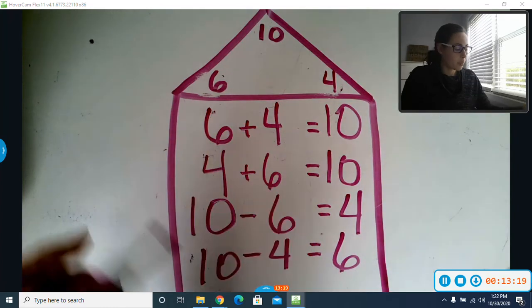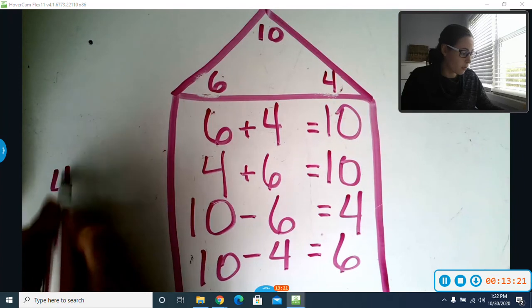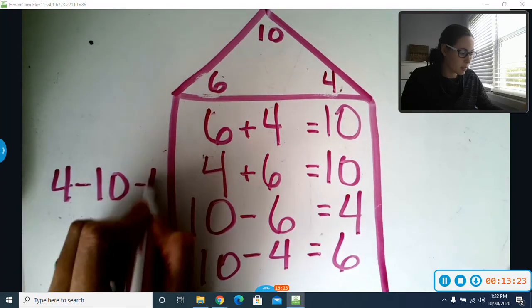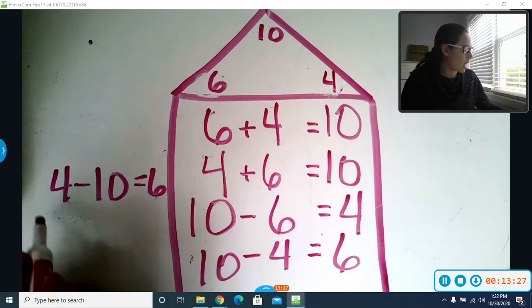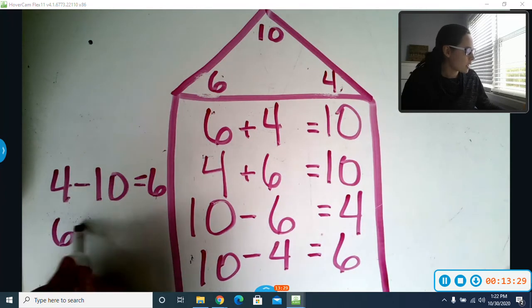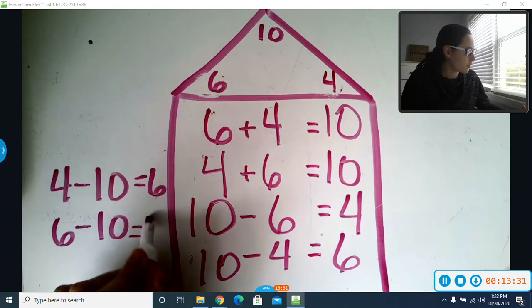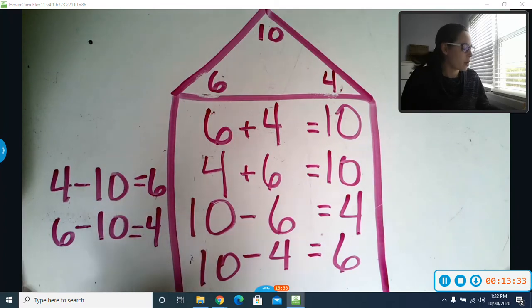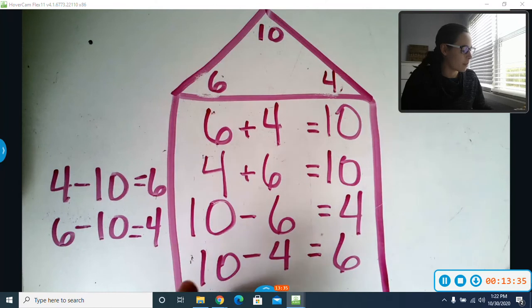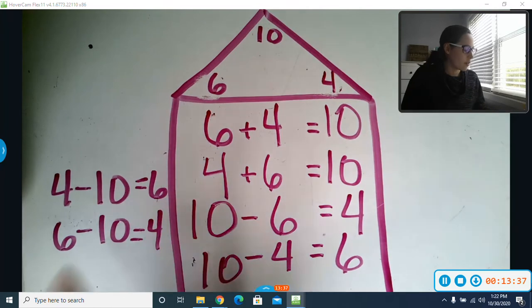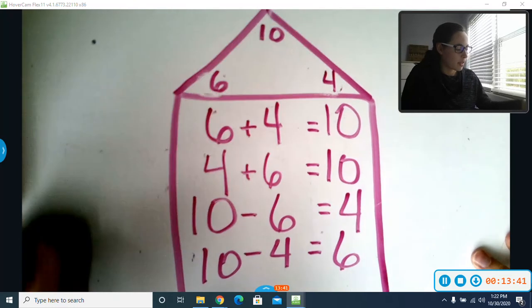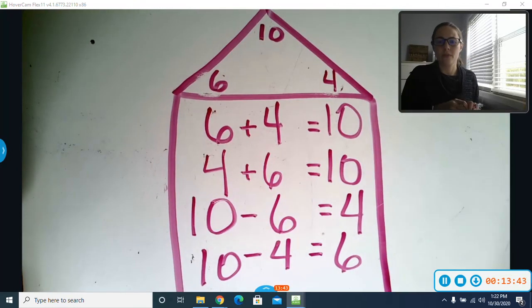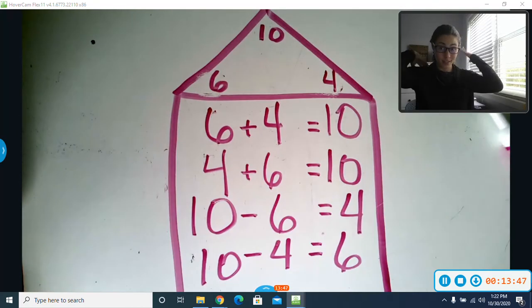Boys and girls, if you have 4 take away 10 equals 6, if you have 6 take away 10 equals 4, you have to start with your whole number, okay? So, if you have either one of those, remember in your brain, got to use that whole number first, okay? If you got all 4, give yourselves 4 pats on the back.